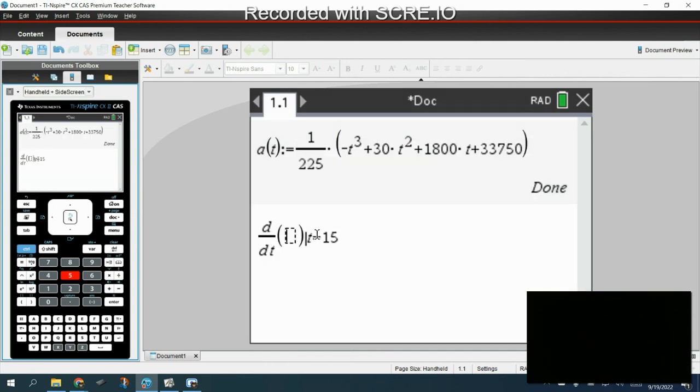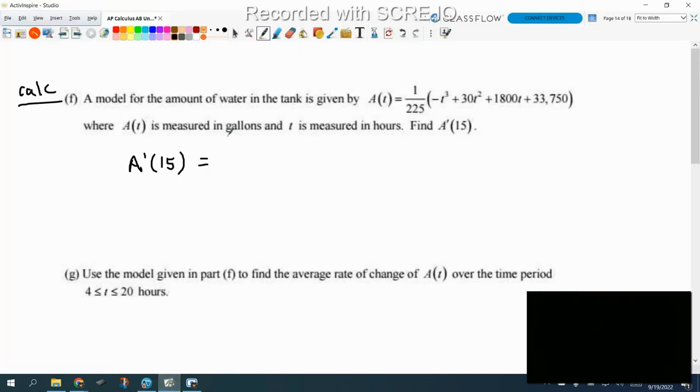And then all you have to do is fill in your function. Well, we've named our function up here, a of t. So you just type that in, hit enter. There's your answer, 9. Okay, so back on your notes, you just write 9. Make sure to include your units. We know a derivative is a slope. Slope's going to be in gallons per hour.